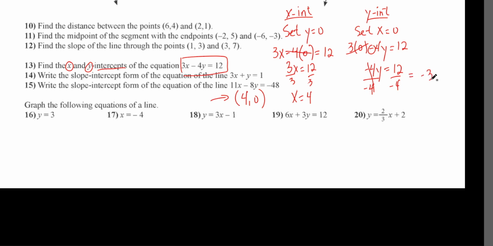But I don't write my answer just y equals negative 3. How should I write the answer? 0, negative 3. And that's your answer. This one and this one is your answer. Everybody got it? I hope so. Write down the steps, okay? If you didn't write it down, you should have written it down. Watch the video if you didn't write it down.